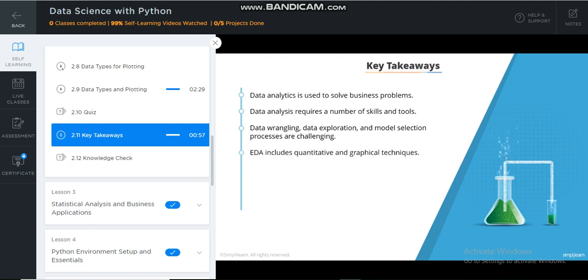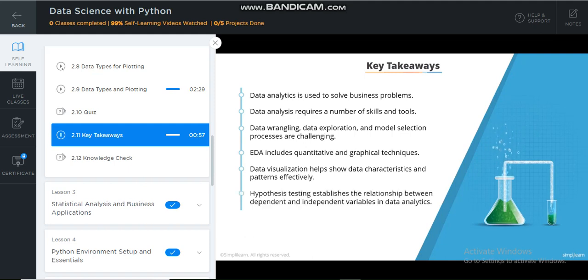Exploratory data analysis includes quantitative and graphical techniques. Data visualization techniques communicate data characteristics and patterns effectively. Hypothesis testing is used in research and analytics to understand the relationship between dependent and independent variables.